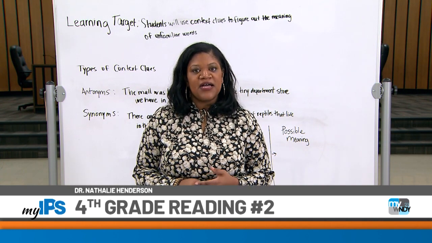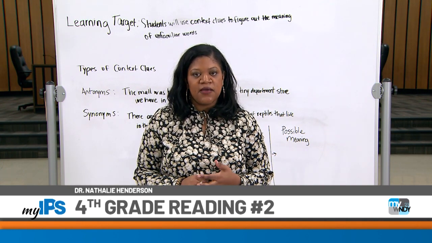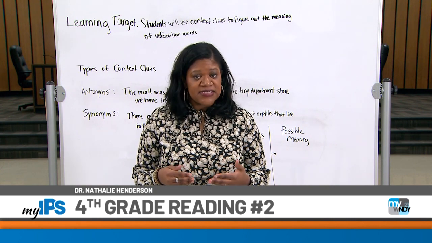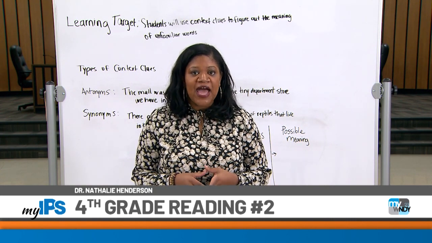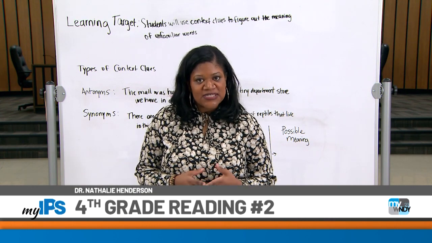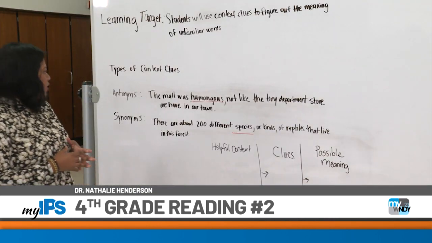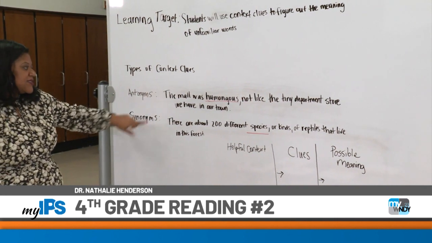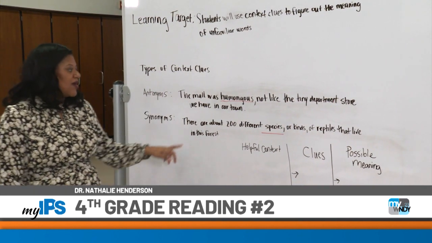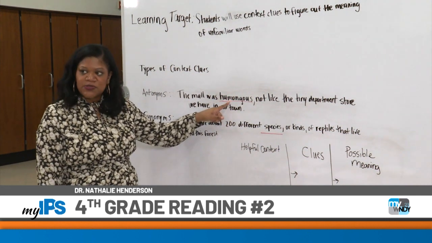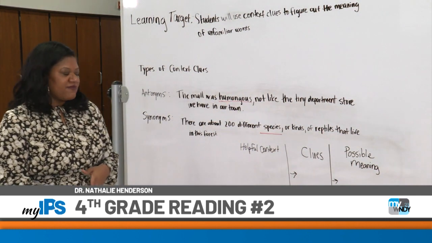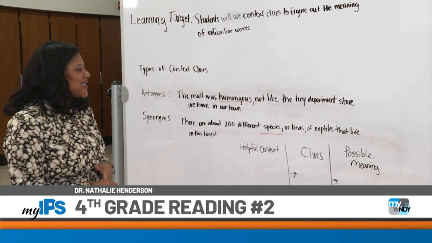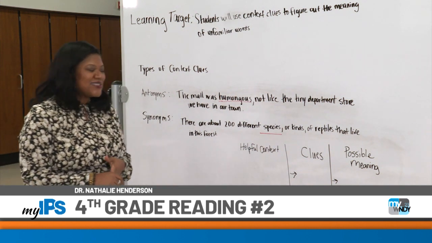When we think about context clues that are antonyms or synonyms, we are looking for clues within the sentence, in the same sentence as the word we don't know, or before or after, that are the opposite. Let's take a look at some examples. One example of an antonym context clue, let's read this sentence. The mall was humongous. Humongous is underlined because that's a word I'm not familiar with. I don't see it a lot when I read. The mall was humongous, not like the tiny department store we have in our town.